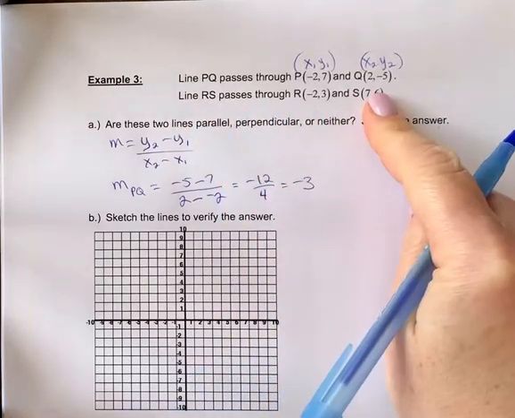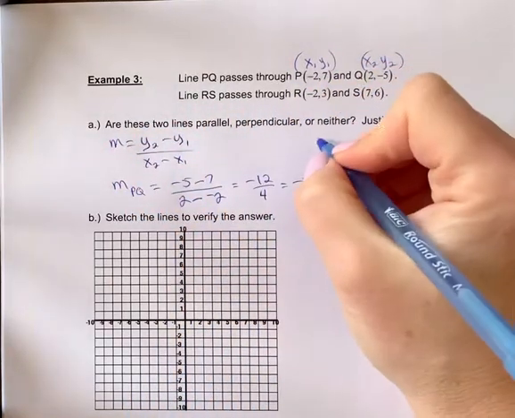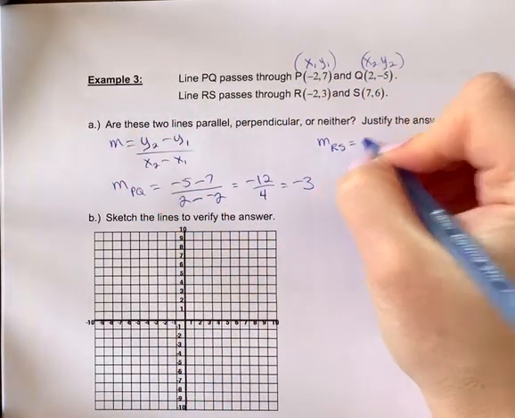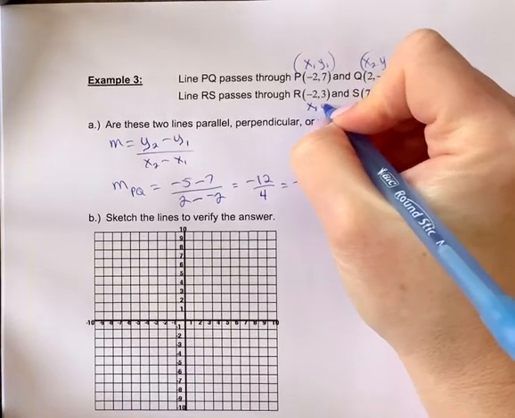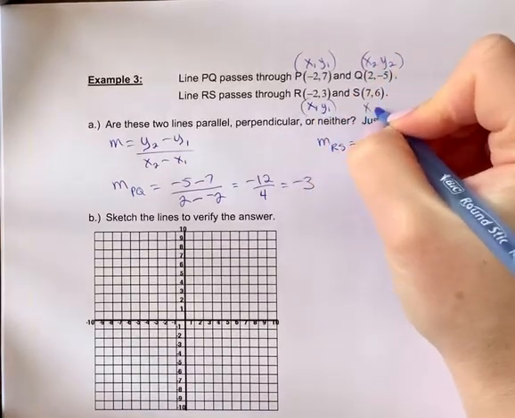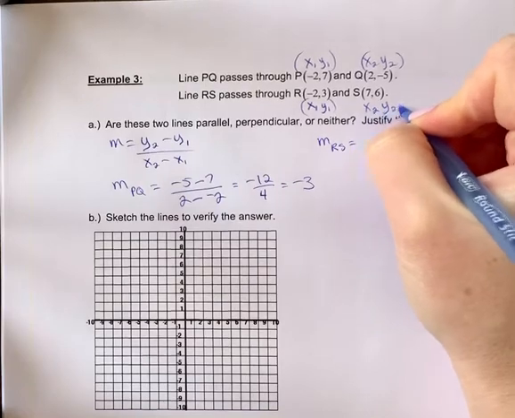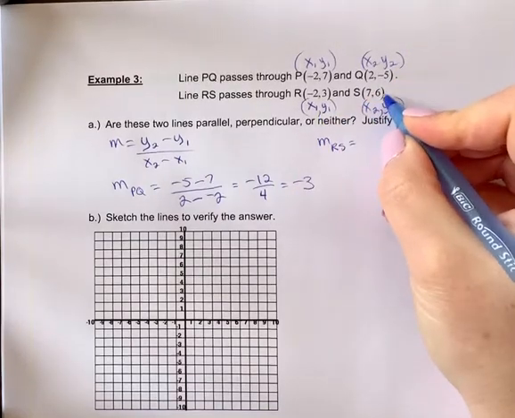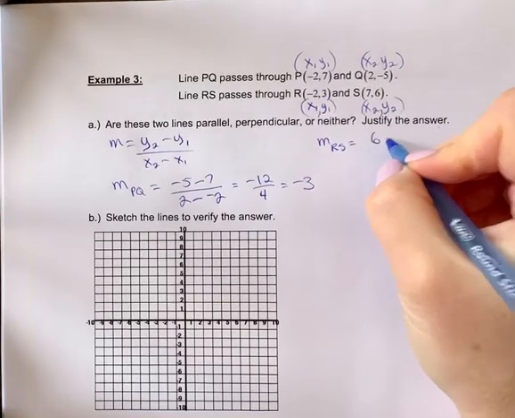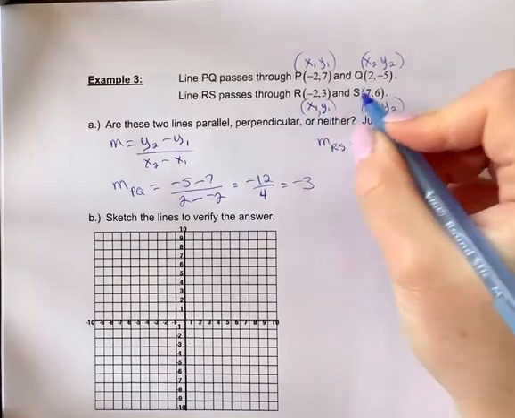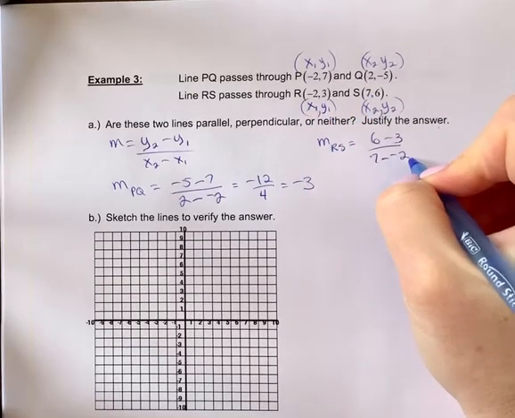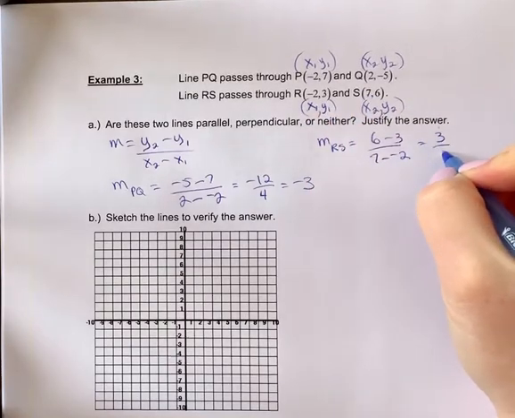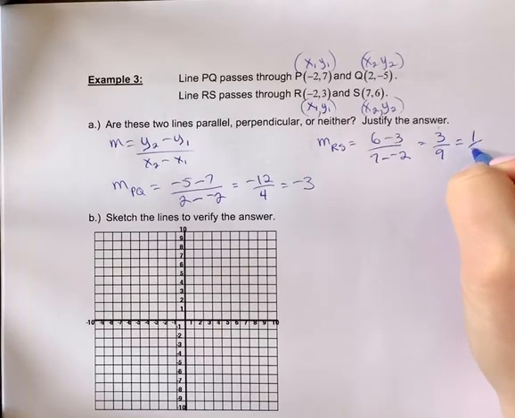Let's find the slope of RS. I've got my slope formula here. So the slope of RS, again, we'll label this point x1, y1 and we'll call this S point x2, y2. Plugging in the points, y2 minus y1, we're going to have 6 minus 3, and x2 minus x1, we're going to have 7 minus -2. So we're going to get 3 over 9, which is 1/3.